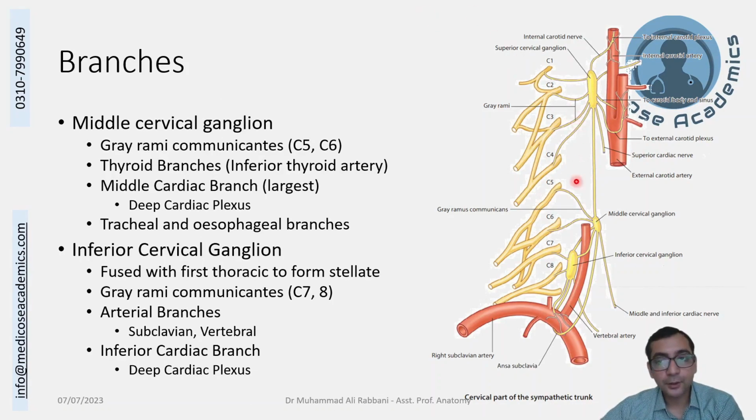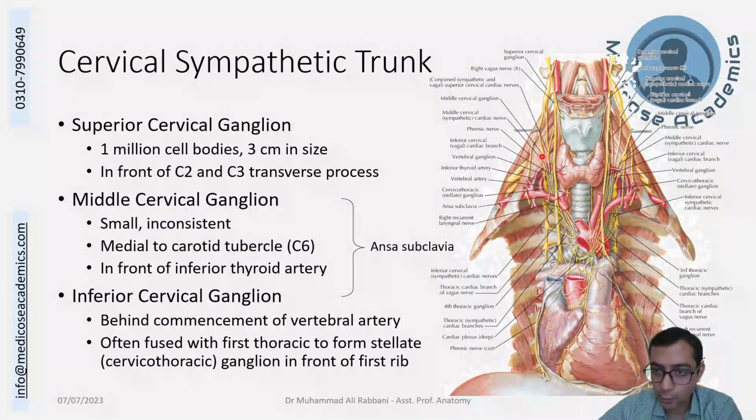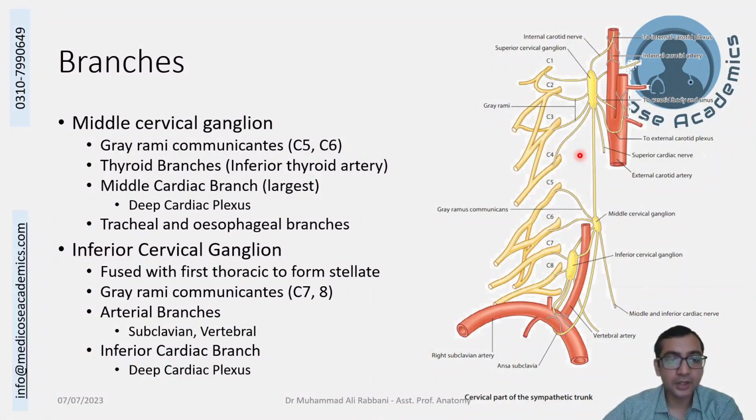Then there is the middle cervical ganglion. It is present at the level of C6. It supplies C5 and C6. The gray rami communicantes give rise to the arterial branches to the inferior thyroid artery. You might remember that it was very closely related to the inferior thyroid artery. So it gives a nerve plexus to the inferior thyroid artery that reaches the thyroid gland. And the last one, the middle cardiac branch, is the largest one.